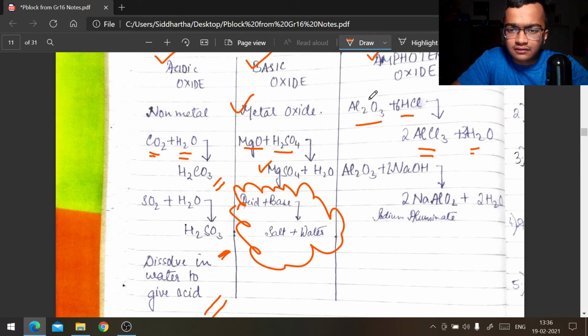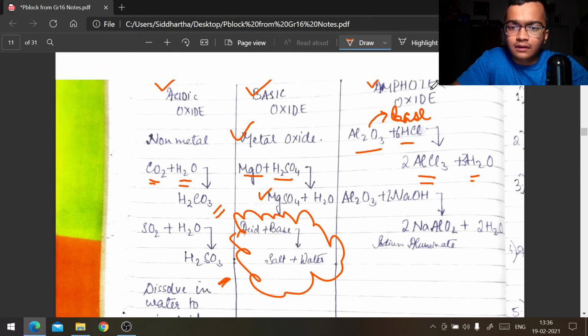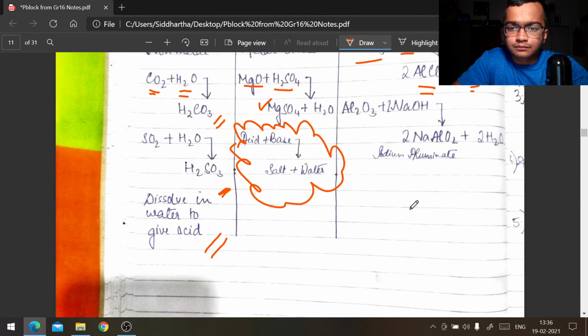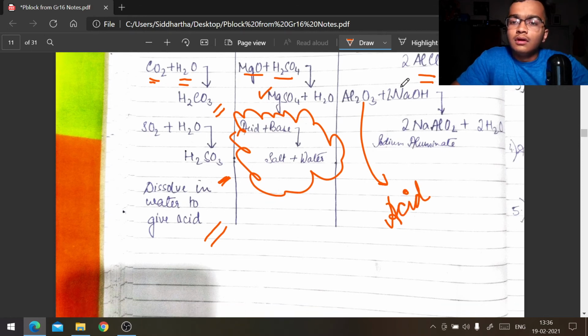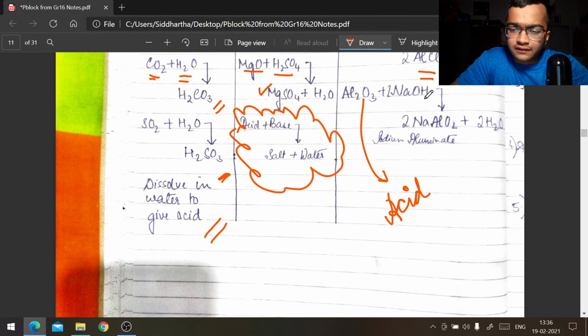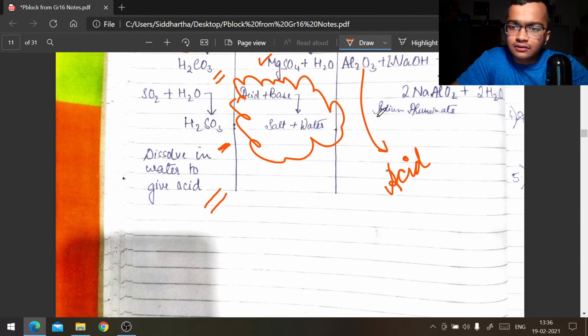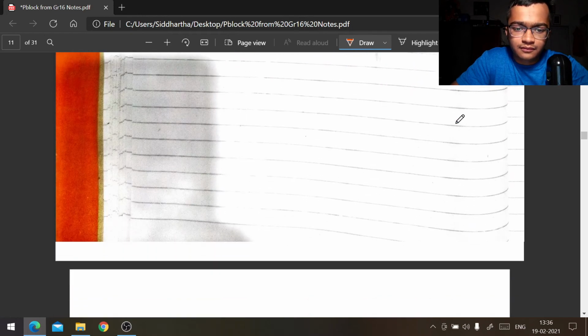Here Al2O3 is acting as a base. And when you take Al2O3 with NaOH, which is obviously a base, this time it is acting as an acid. So Al2O3 plus 2 moles of NaOH gives sodium aluminate, NaAlO2, plus H2O.